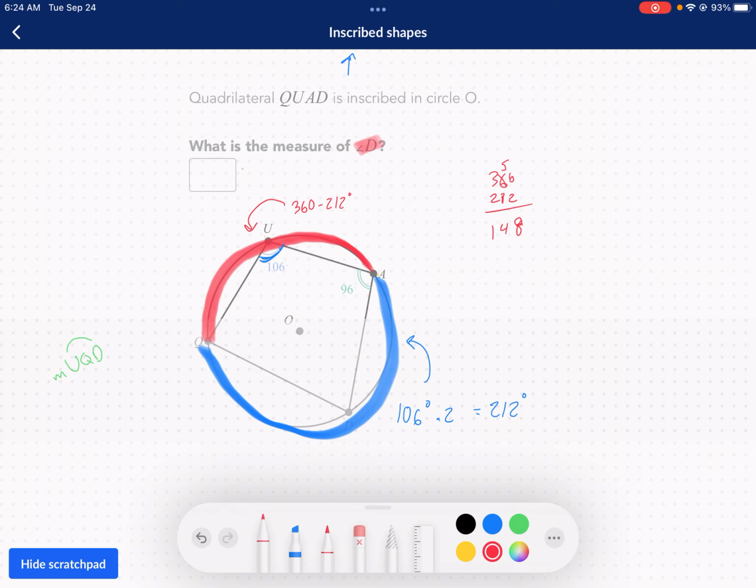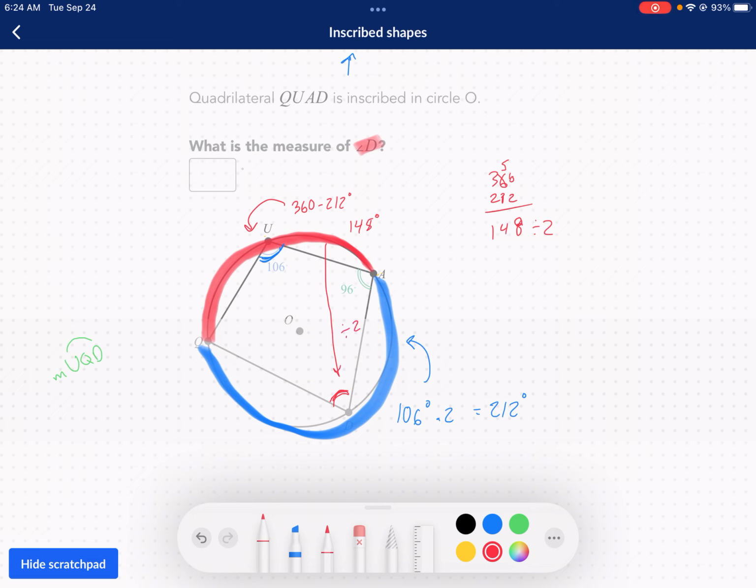So 148 degrees is the measure of this, but that's not my answer, okay? Obviously, this is not 148 degrees right here because it's not an obtuse angle. So I'm going to have to divide that by 2. If I have the measure of the arc and I want to find the inscribed angle, I have to go in the reverse direction, which is divide by 2.